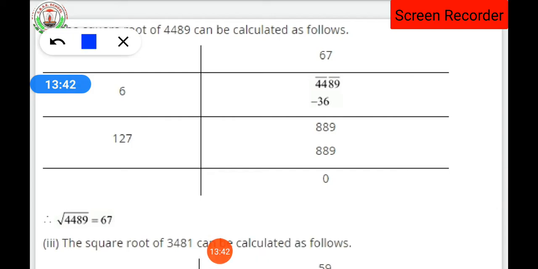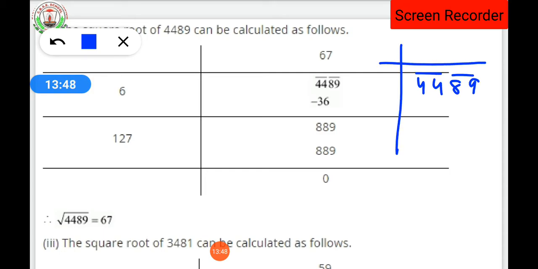4489. Now 4489, making pairs from the right hand side. And now you can think of a number. 5 into 5 is 25, 6 into 6 is 36, 7 into 7 is 49, which is a greater number. So we are going to take 6. So 6 into 6 will be 36, which will be subtracted from 44. So you will get the answer 8. Okay, and 0 will be here.